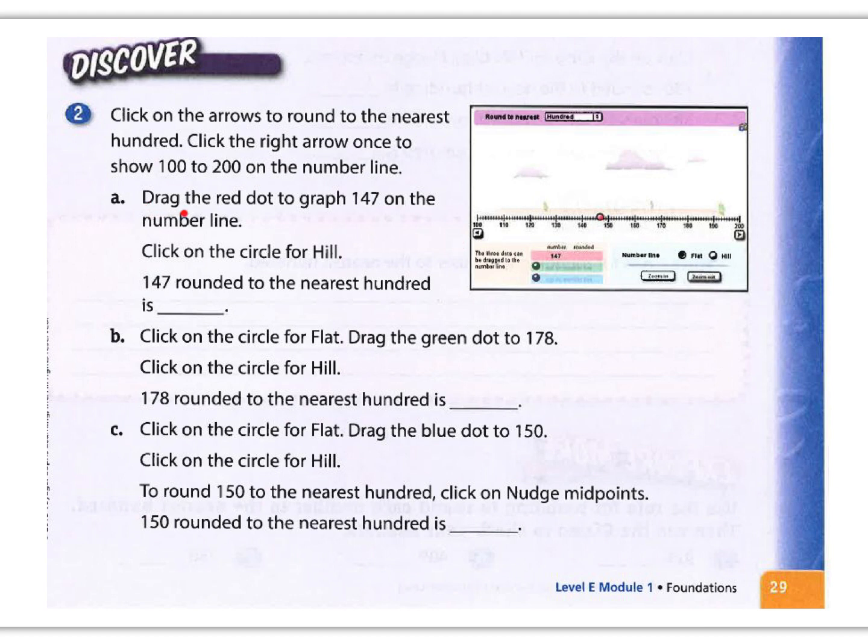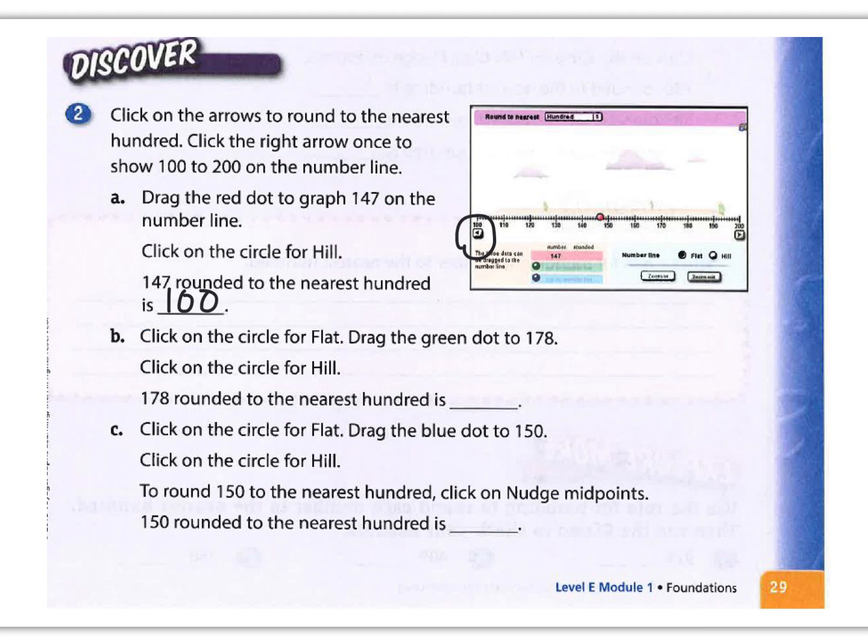Then, for example, you'll drag the red dot to 147 on the number line, and then you'll click the circle for hill. So here's flat, here's hill. Then this will create a little hill, and you will see where that rounds. Okay, so I want you to do this. So starting here, you'll see this on your computer, and you'll notice that 147, the 4, it rounds back to the nearest 100, which would be 100. So it's going to round it to 100.